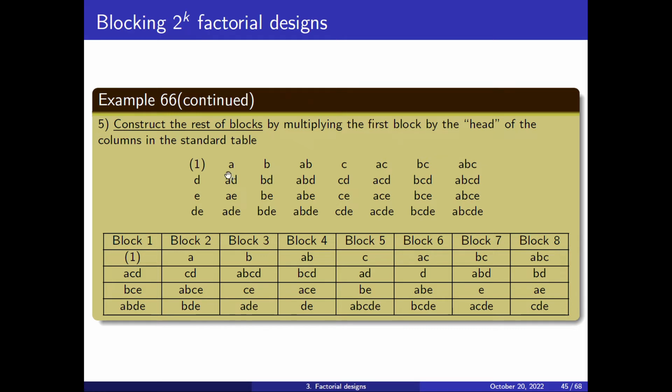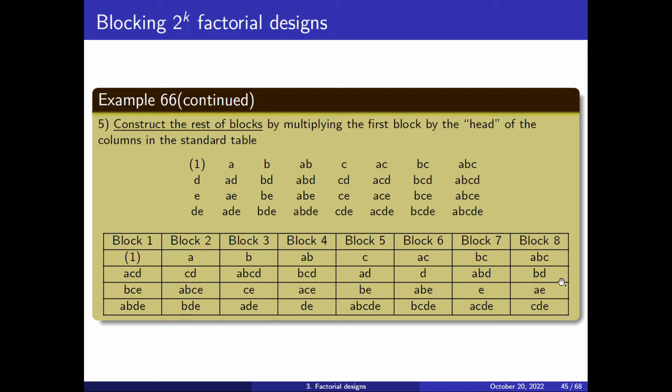Now we multiply this block by A. So if we multiply 1 by A, we have A. ACD times A gives CD because the A squared disappears. And then we have BCE times A and ABDE times A. And now the first block multiplied by B, this one. The first block multiplied by AB, this one, and so on.